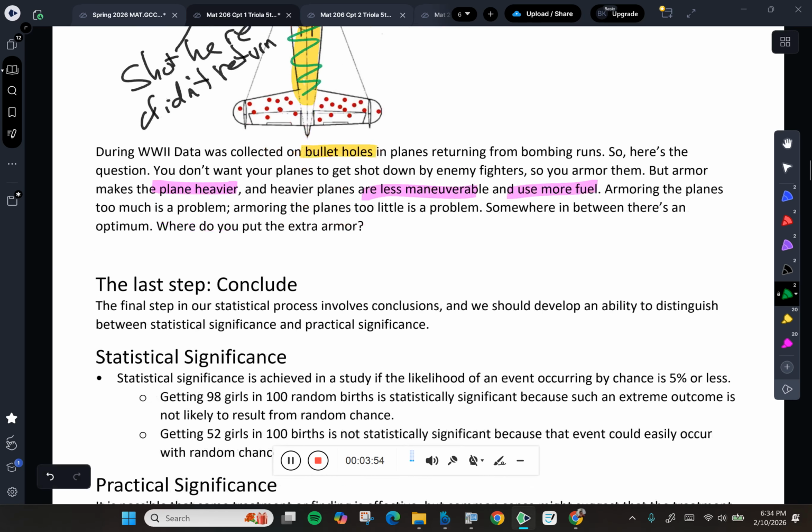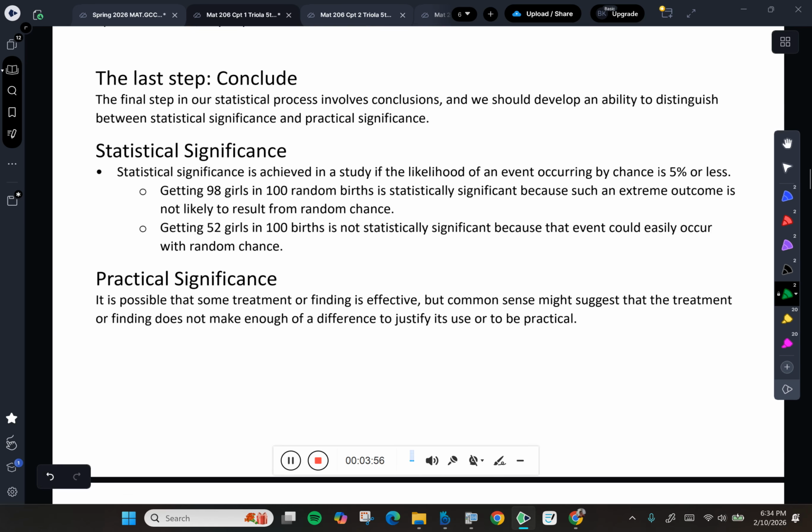Right? All right. The last step is when we make our conclusion, where we are trying to decide whether or not our data tells us we should or should not do something. Is it statistically significant? And then if it's statistically significant, is it practically significant? And we'll talk about that here in a second.